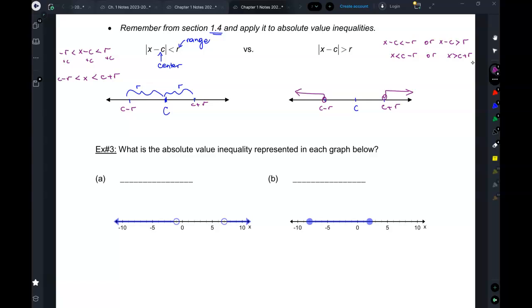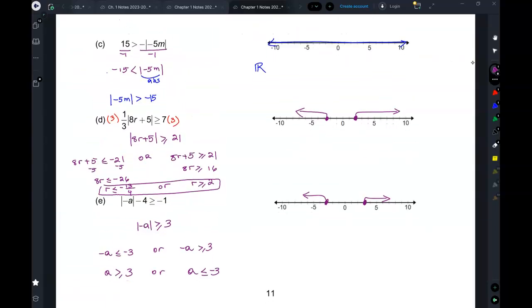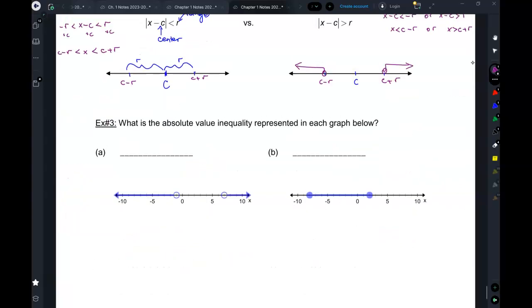So basically now we're going to come up with the equation. Do you see how here it's reversed? Here I gave you the equation and you gave me the number line. Now I'm giving you the number line and you're going to give me the equation. How fun is that?